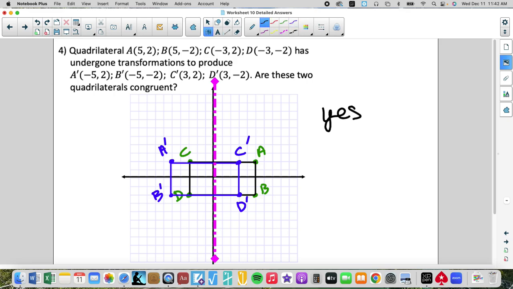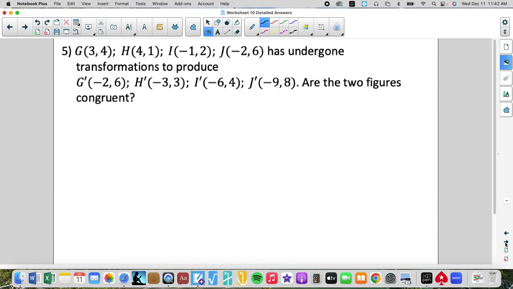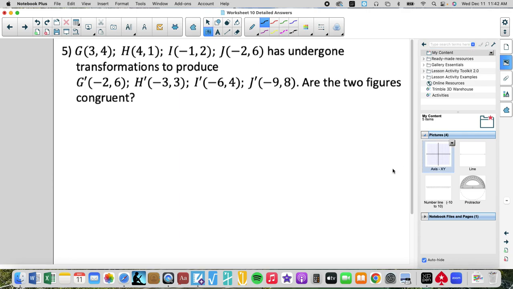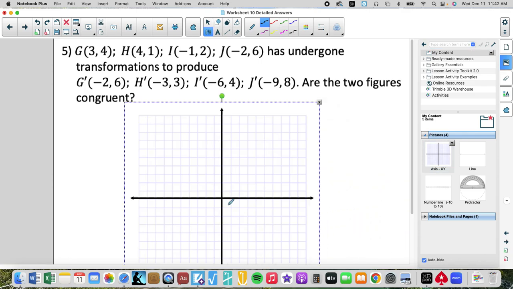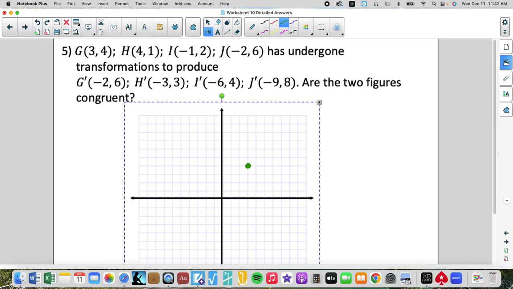We see that drawing is better than trying to find a shortcut mathematically. So has it undergone a transformation to produce the second figure? Are they congruent? Let's stick to our guns and keep doing what worked for us. So G is (3, 4). The only reason I don't want to draw is because it takes some time, but I shouldn't be afraid of investing.